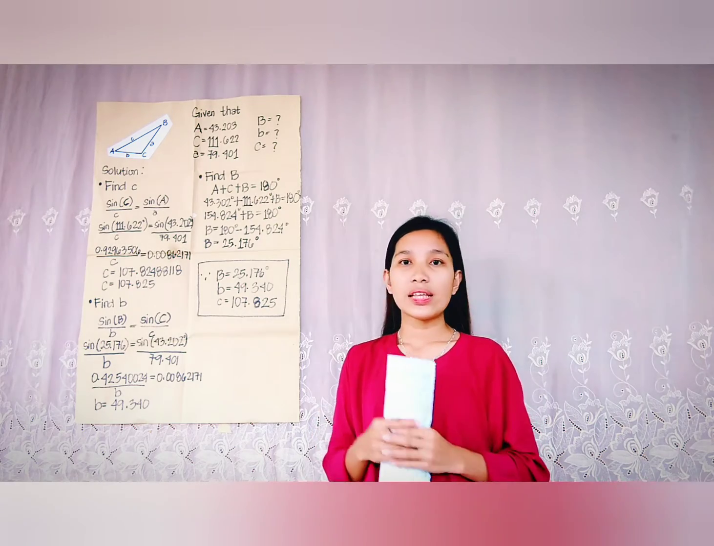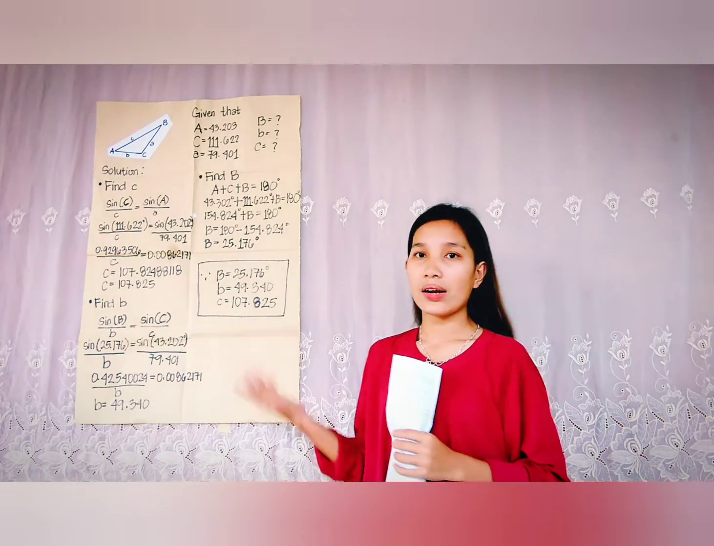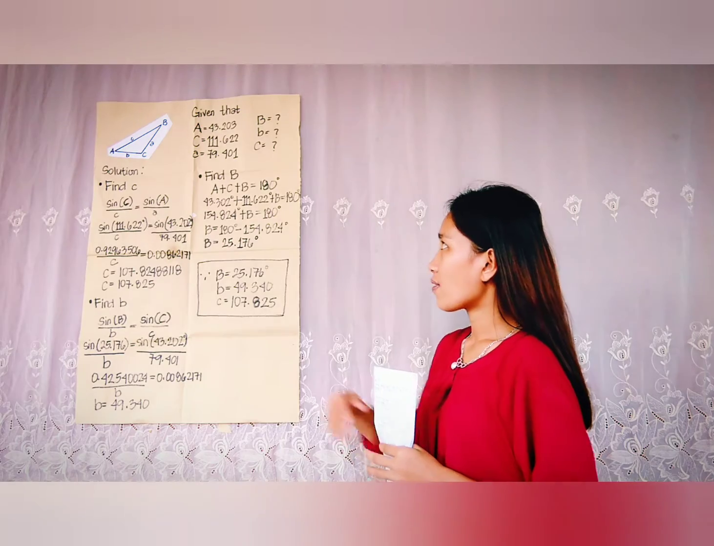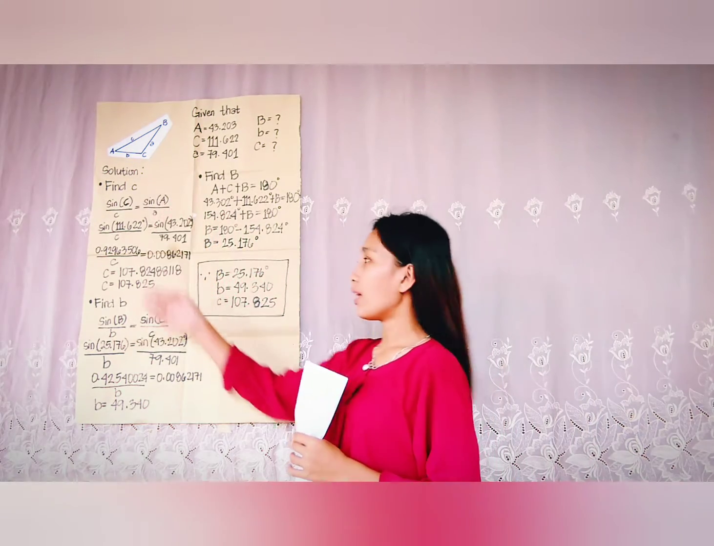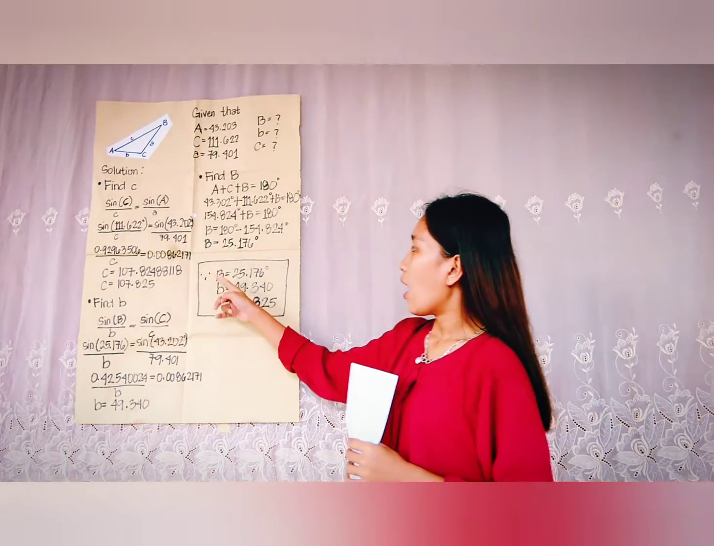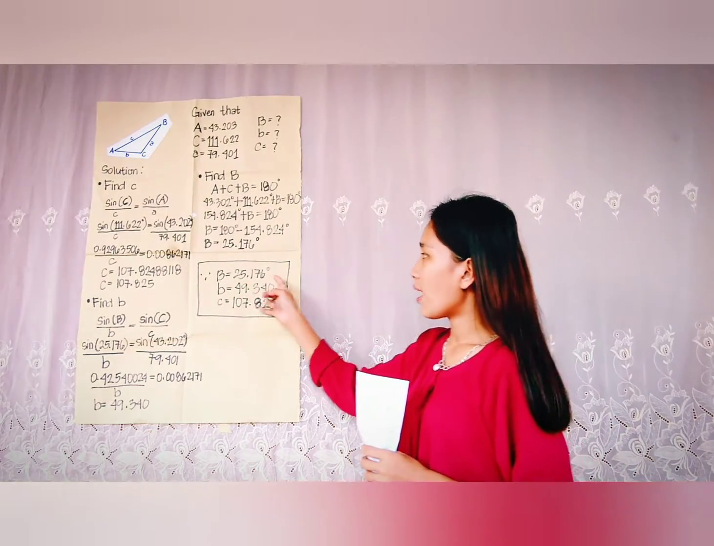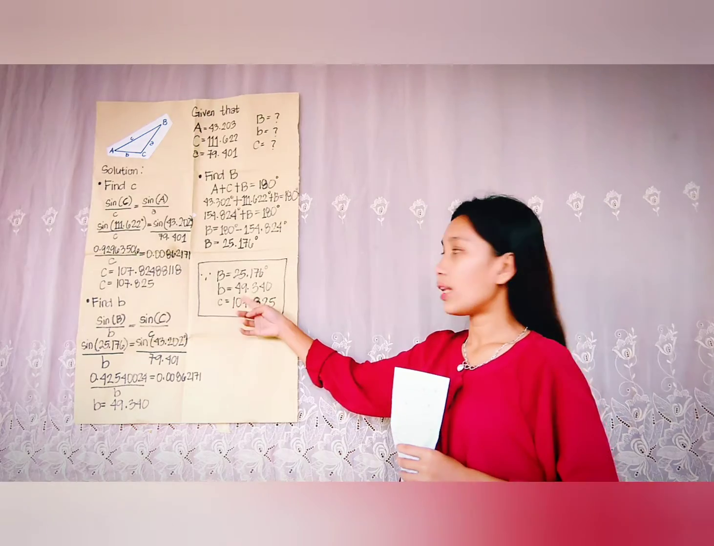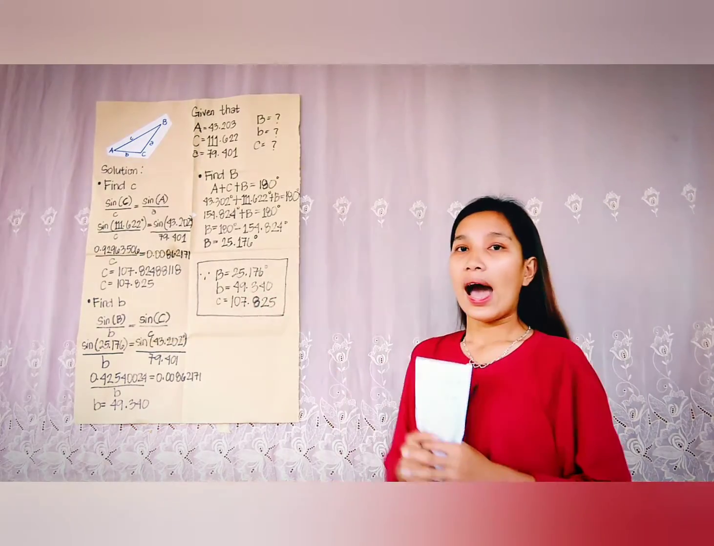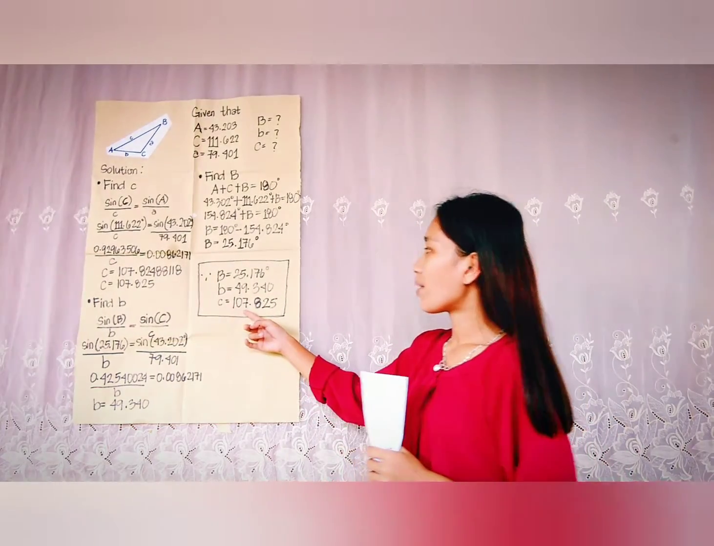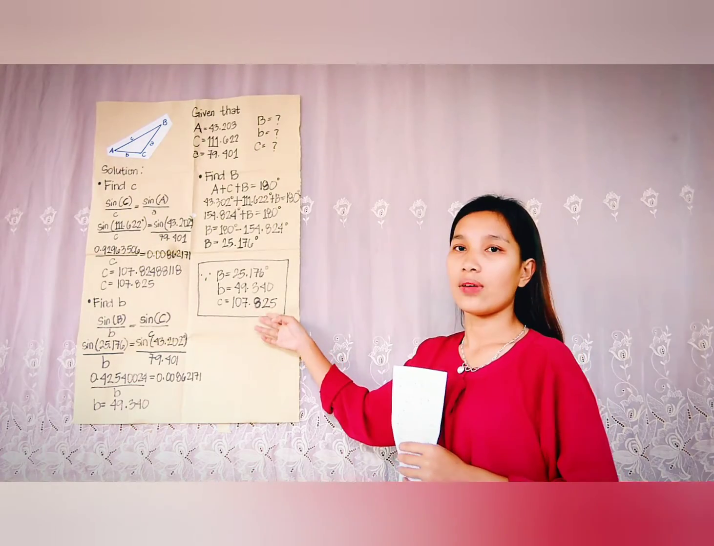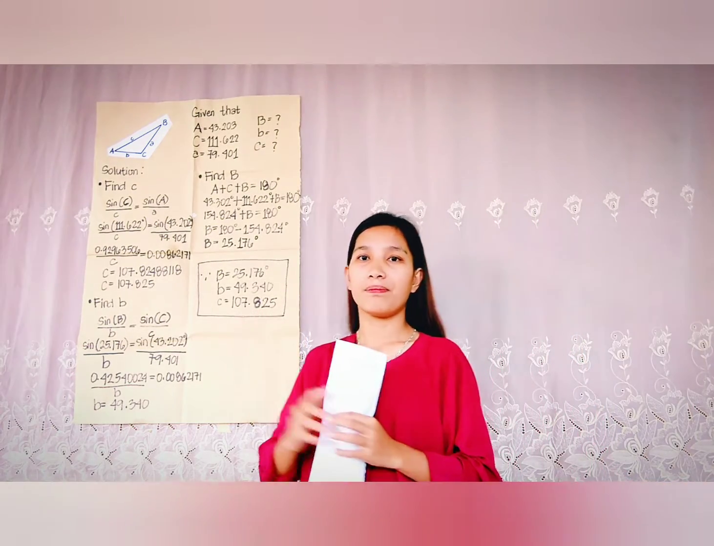Now, we are already done solving the remaining parts. So, the remaining parts of this oblique triangle are angle B is equal to 25.176 degrees, side B is equal to 49.340, and side C is equal to 107.825. That's going to be all about the law of cosine and sine of an oblique triangle.